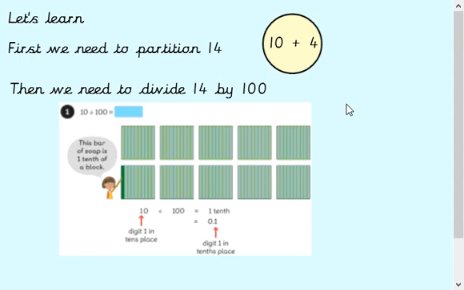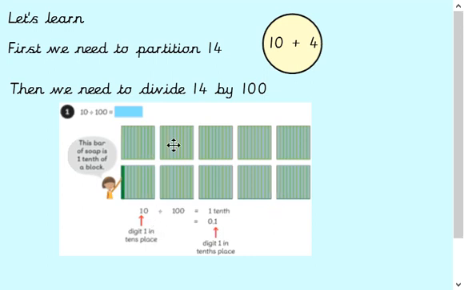Okay, let's learn. The first thing we need to do is partition 14. Okay, so it would be 10 plus 4. Okay, so the first step is we would need to divide 10 larger packs by 100.